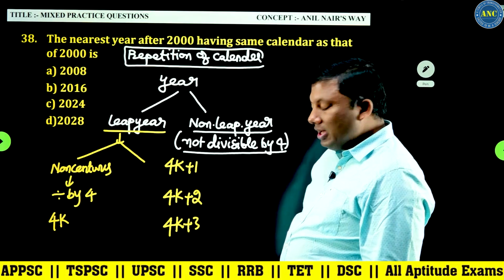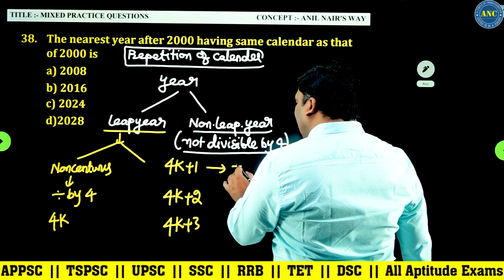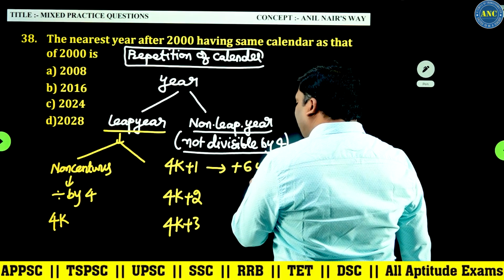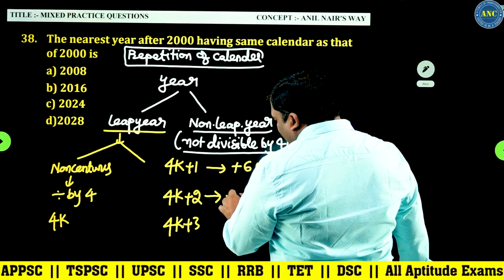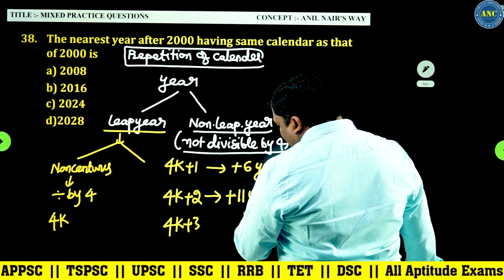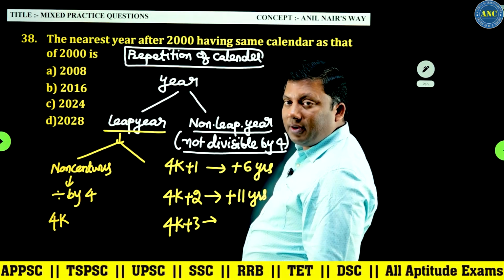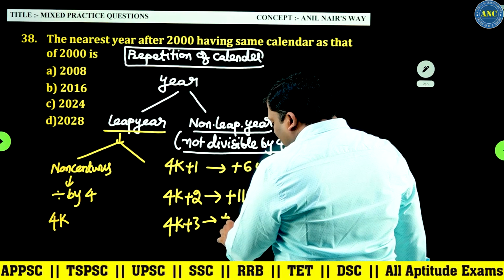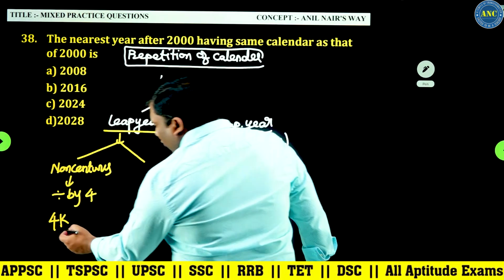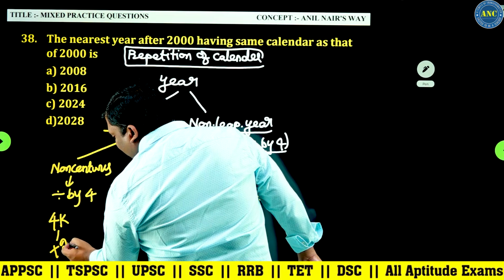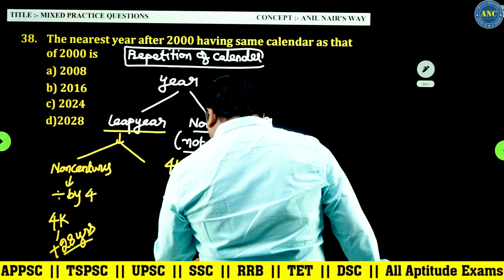If the given year is of this format, 4k plus 1, the calendar will repeat itself after 6 years. If the given year is of the format 4k plus 2, the calendar will repeat itself after 11 years. If it is of the form 4k plus 3, the calendar will repeat itself after 11 years. If it is 4k, then it will repeat itself after 28 years.